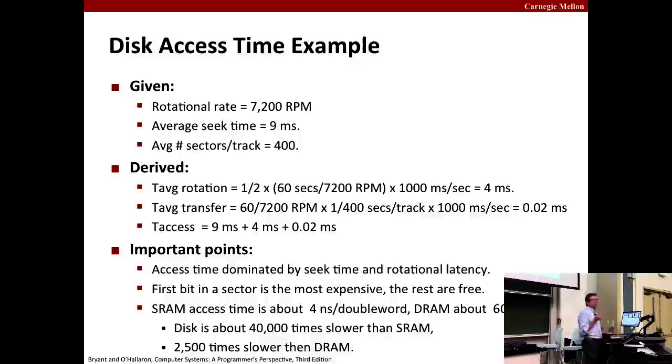Now, here's the important thing to know about disks. SRAM access time is about 4 nanoseconds to get a double word. DRAM is about 60 nanoseconds. Right? So DRAM is about an order of magnitude slower than SRAM. But disk is 40,000 times slower than SRAM. That's a huge difference. And it's 250 times slower than DRAM. So there's a big gap between DRAM and SRAM, and there's an even bigger gap between disk and other memory types.